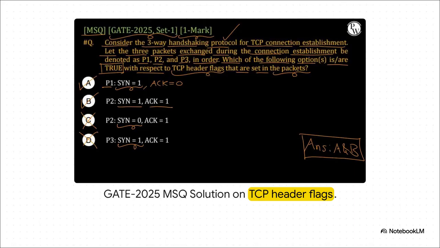Let's look at one more, a fully worked out GATE 2025 solution. Examiners absolutely love testing your knowledge of the header flags during the handshake. Remember, Packet 1, our initiator, has its SYN flag set to 1 and ACK set to 0. But Packet 2, the server's reply, has both SYN set to 1 and ACK set to 1. Knowing this exact sequence of zeros and ones is the specific tactical knowledge you need to isolate the correct options immediately and grab those marks.